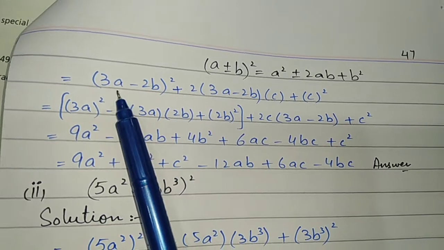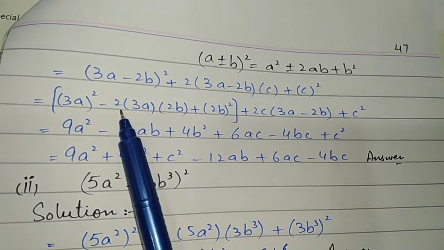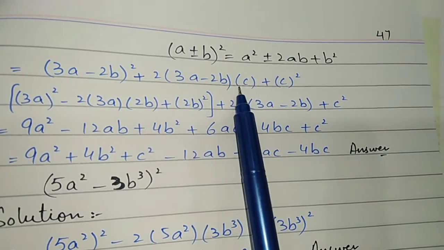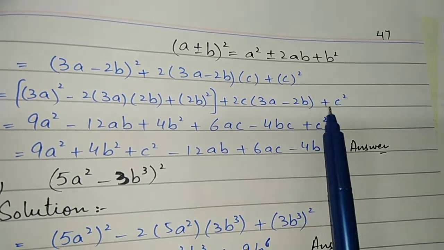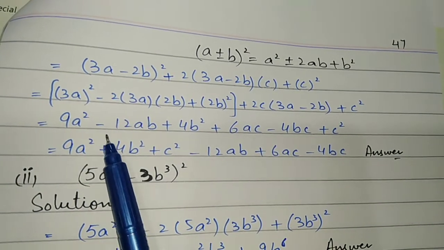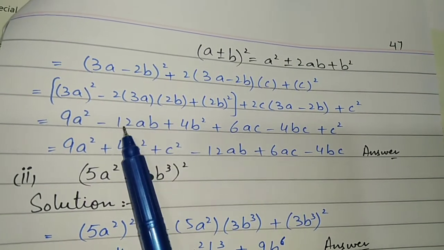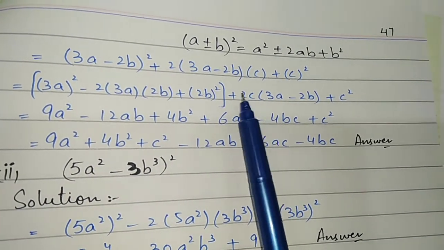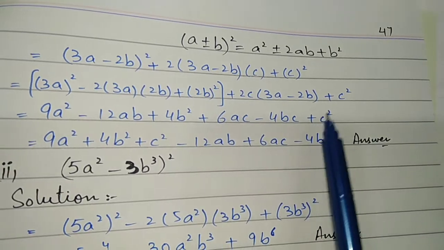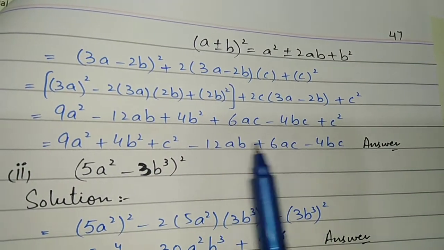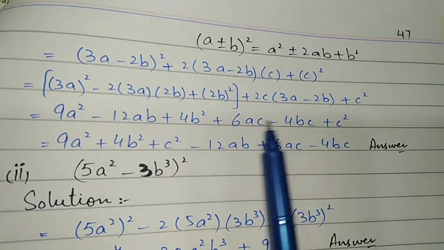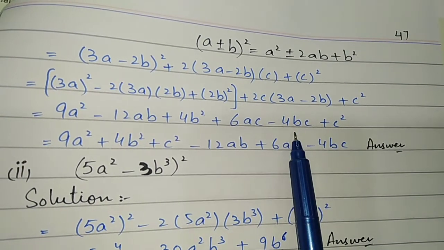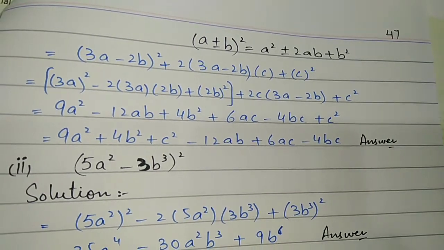Now we have to apply the formula a minus b whole square, that is a square minus 2 into a into b plus b square. 2 times c, that is 2c into 3a minus 2b, plus c square. 9a square minus 2 3 is 6, 6 2 is 12, so 12ab plus 4b square plus 2 3 is 6ac minus 2 2 is 4bc plus c square. Now we have to arrange these values. 9a square plus 4b square plus c square minus 12ab plus 6ac minus 4bc, that's the answer.